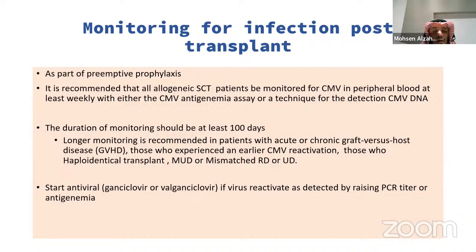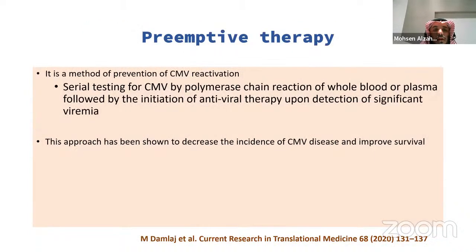Start antiviral therapy with ganciclovir or valganciclovir as the first choice if the virus is reactivated, as detected by a rising PCR titer or antigenemia. So the preemptive therapy is a method of prevention for CMV reactivation post-hematopoietic stem cell transplant, where serial testing for CMV by PCR or antigenemia is done on the blood, as I mentioned in the previous slide. This approach has been shown to decrease the incidence of CMV disease and improve survival.